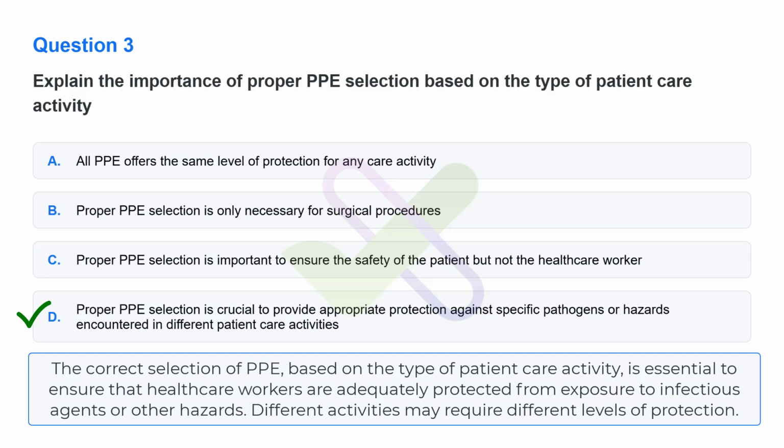The correct selection of PPE, based on the type of patient care activity, is essential to ensure that healthcare workers are adequately protected from exposure to infectious agents or other hazards. Different activities may require different levels of protection.